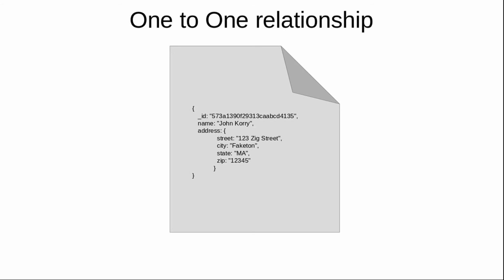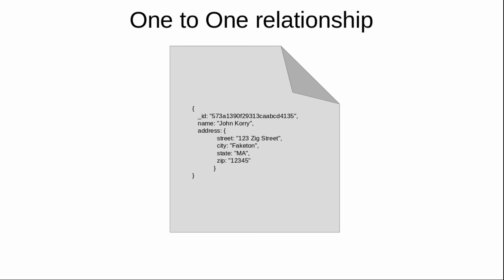For example, a collection called employee. Each employee has only one address. So, in document databases, we group the one-to-one relationship in the same collection.